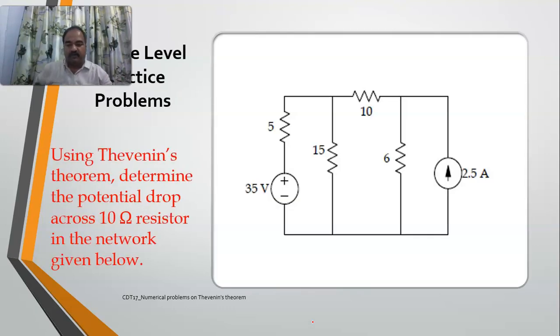So this is your homework problem. See, using Thevenin's theorem, you are supposed to determine the potential drop across the 10 ohms resistor which is available here. Okay, the first step is open the terminals. So you keep them as A and B, and next you determine VTH, and then you determine the RTH, and finally replace it with the network.